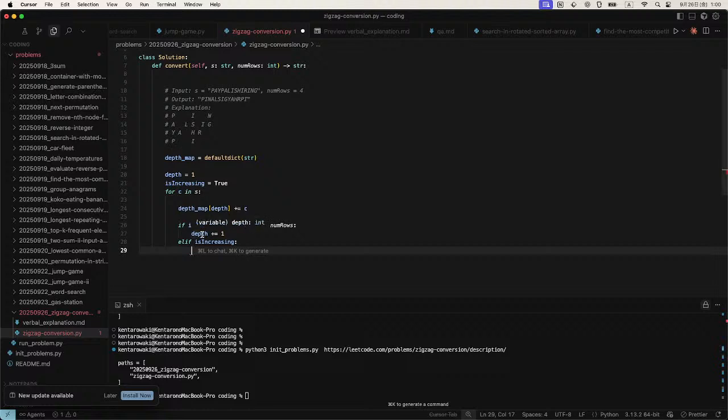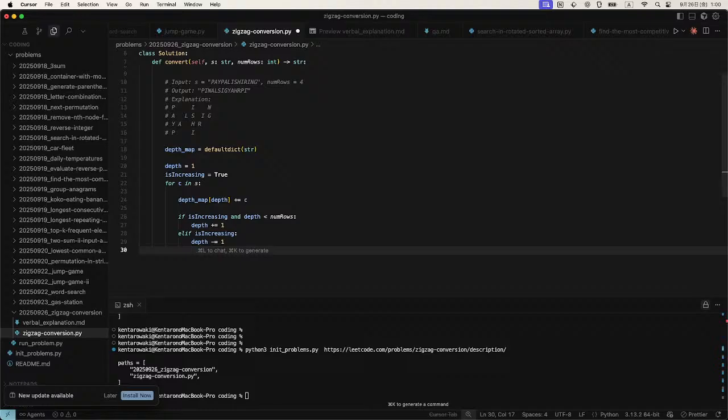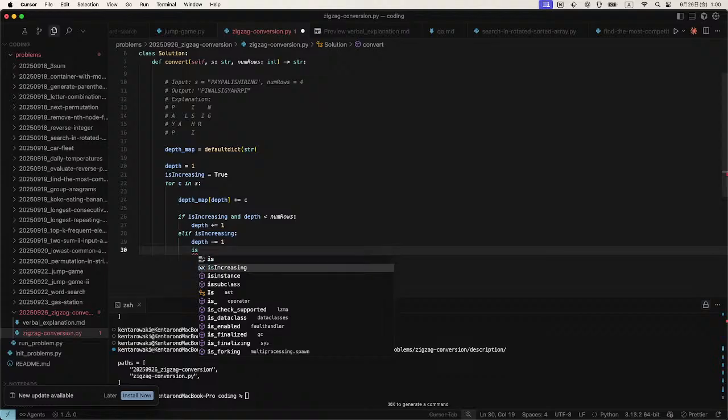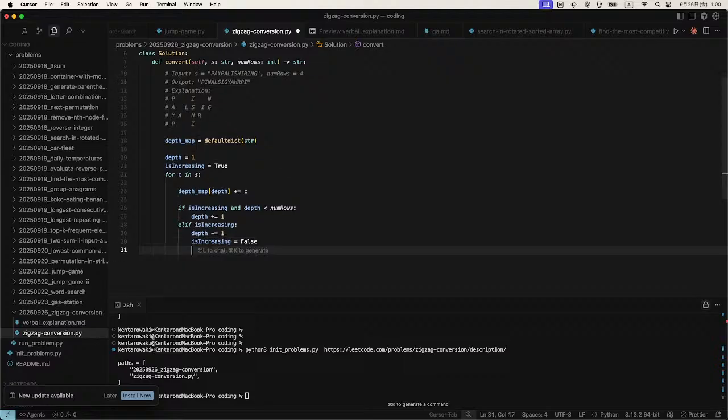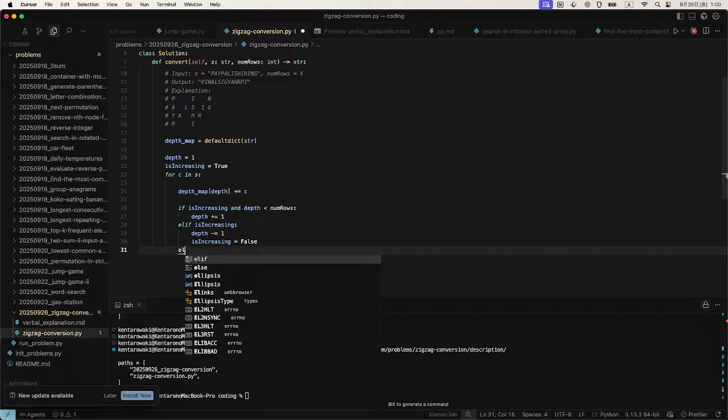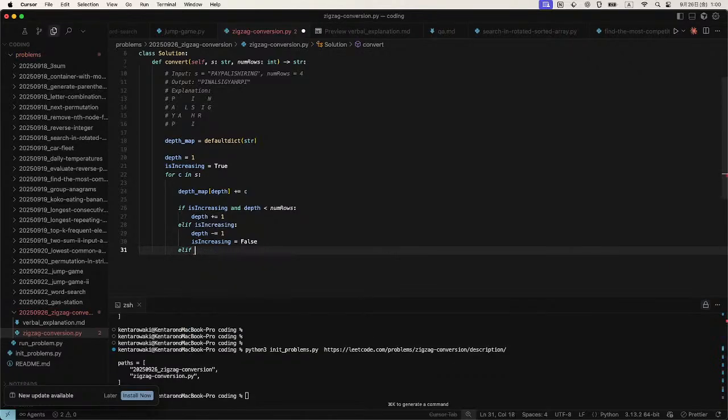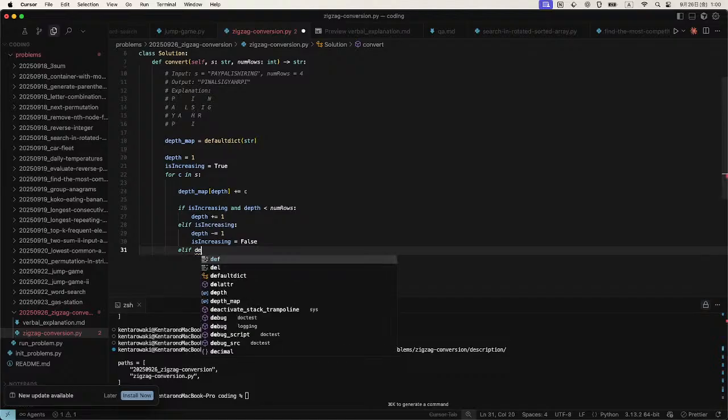In this case, we should decrease depth and is increasing turns to false. Else if not increasing and depth is more than 1.